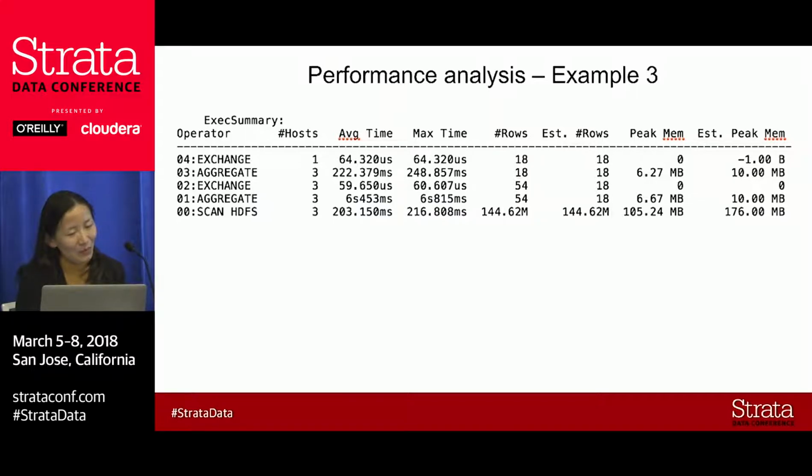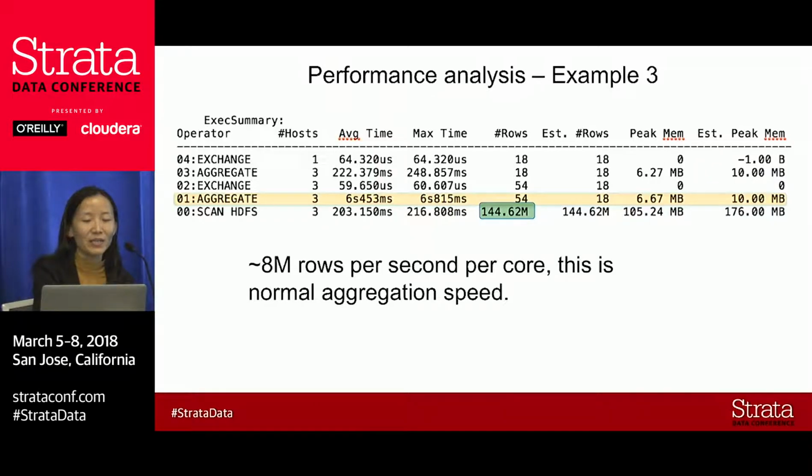So when you're doing the performance analysis, for example, this one, initially you might think that the aggregate here seems slow because that's the one that takes the longest time, 6 seconds. But if you look at it again, the downstream operator output is 144 million, and you have 3 nodes here. If you calculate that, you actually get about 8 million rows processed per second. That's actually a normal speed. That's not slow. So when you're looking at those numbers, you should do a little calculation to see if it's really slow or not.